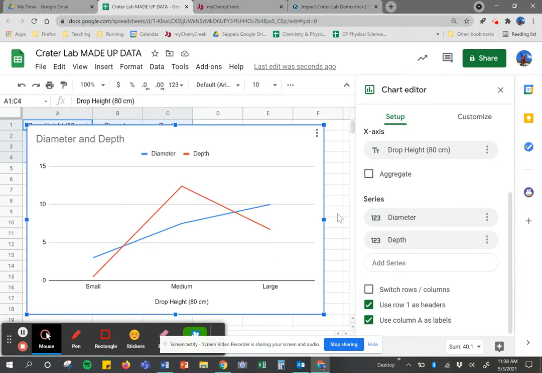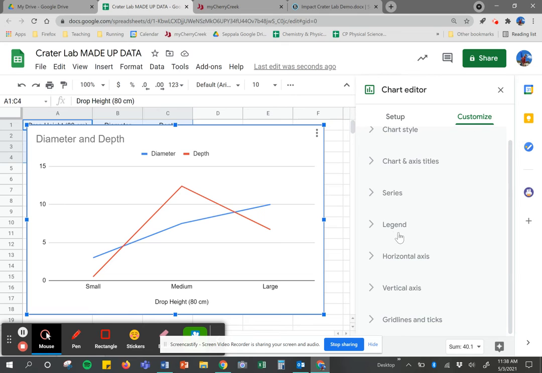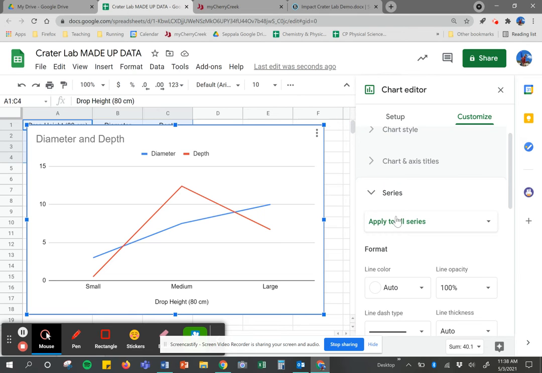So now what we need to do is figure out something called correlation. Correlation is basically how tightly tied the data is to the variables. The way that we do this is we're going to go to Customize, Series, and let's do diameter first. Diameter. That's the blue line.